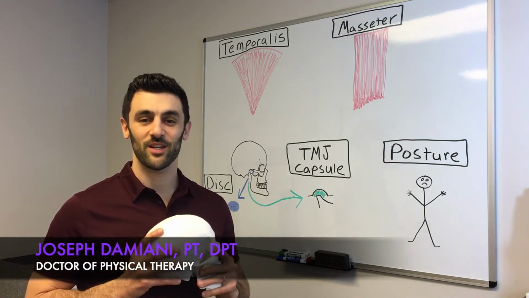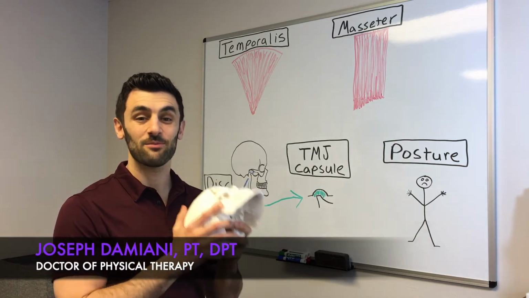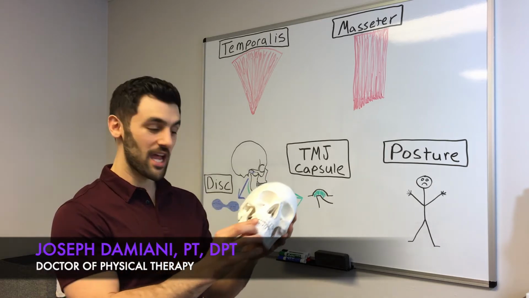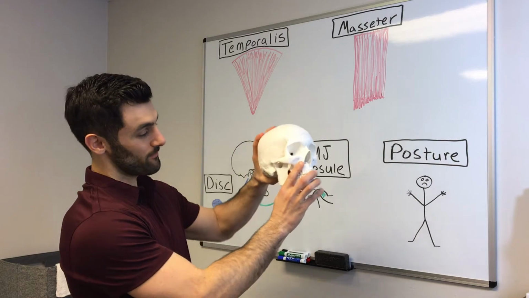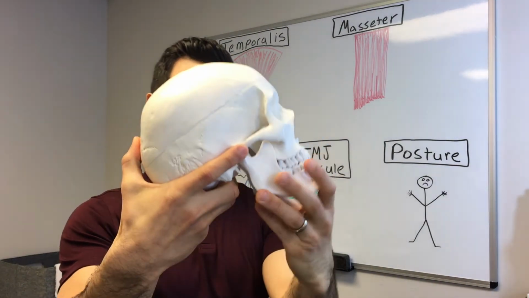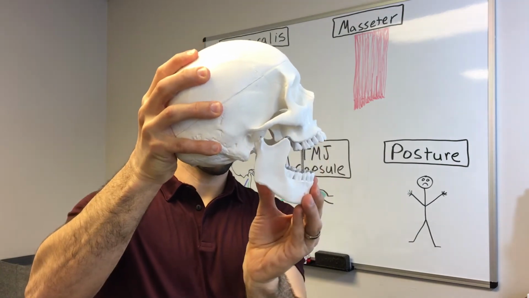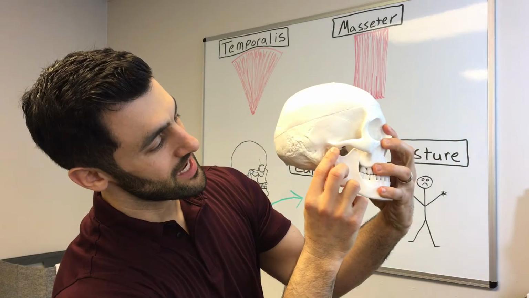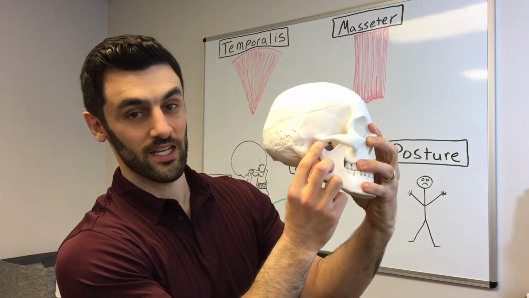The point of today's video is to discuss TMJ pain. Now, what is that exactly? Well, the TMJ is the temporomandibular joint, which is this joint right here. And what happens is, when the mouth opens and closes, it's pivoting at the TMJ, which is the temporomandibular joint.